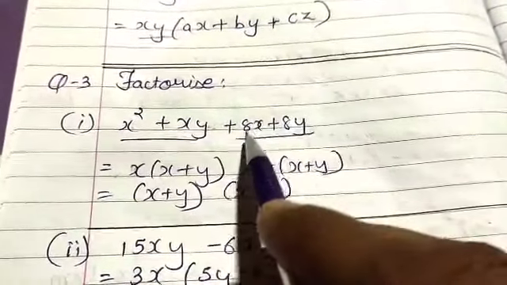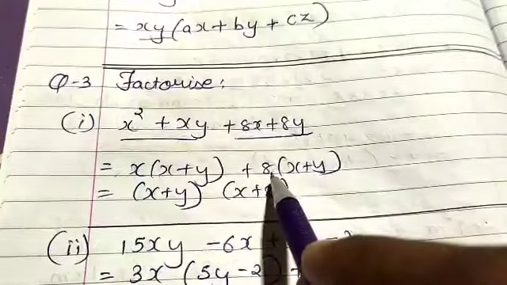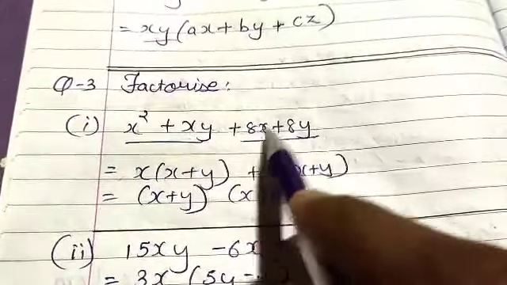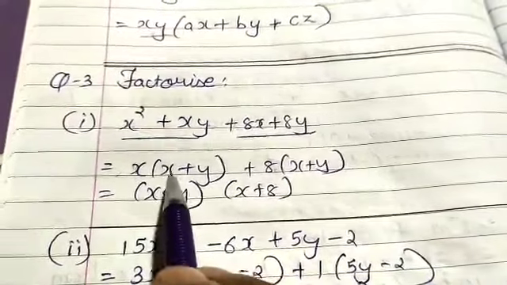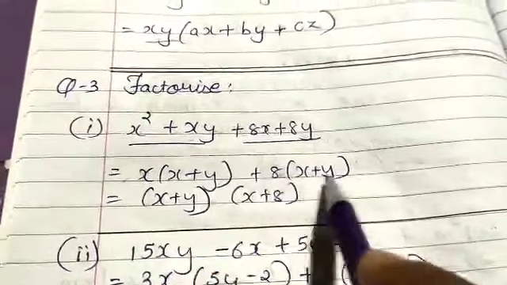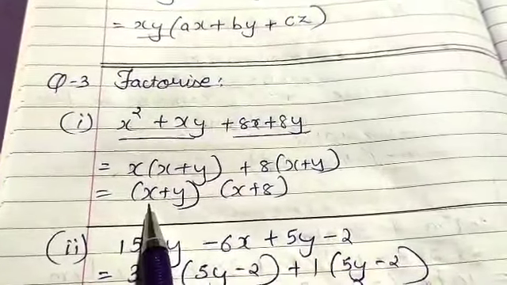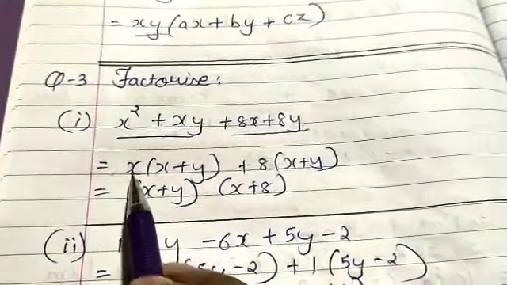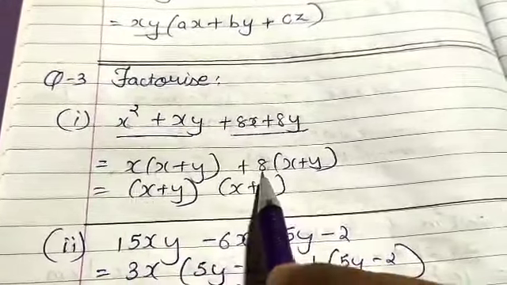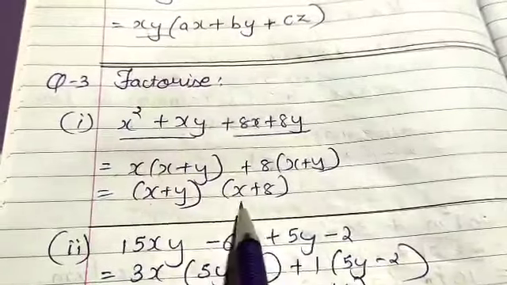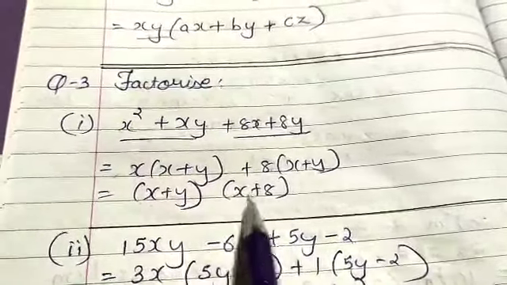So here 8 is common from the second pair. 8 is common, so what will remain inside the bracket? x plus y. As we see, x plus y and x plus y are common in both brackets, so write it in one bracket, that is x plus y, and whatever uncommon terms are there, write in another bracket, that is x plus 8. So your final answer is x plus y and x plus 8.